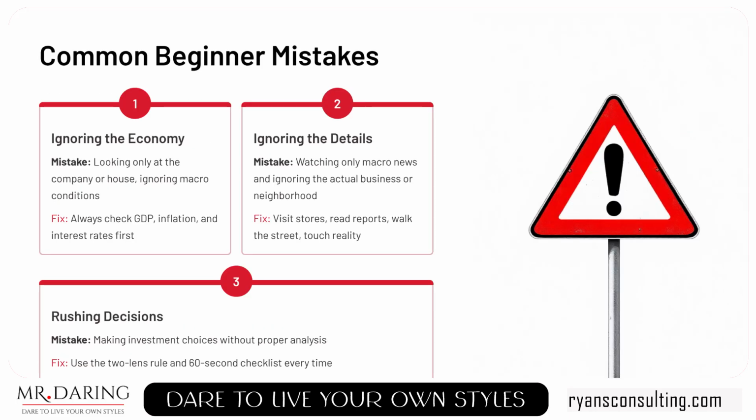Common beginner mistakes and how to avoid them. The first mistake is looking only at the company or the house and ignoring the economy. The fix is to always check GDP, inflation, and interest rates first. The second mistake is watching only macro news and ignoring the actual business or neighborhood. The fix is to visit stores, read reports, walk the street, and touch reality. The third mistake is rushing decisions. The fix is to use the two-lens rule and the 60-second checklist every single time.